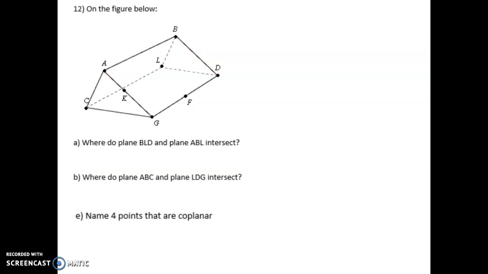So hopefully B was pretty easy for you to do. Hopefully you got that check and tally marked. But for E, it says name 4 points that are coplanar. So here, I'm going to highlight one of my planes. I can choose whichever one has 4 points. I chose this one because it looks like it has a lot of points. Coplanar does mean same plane.